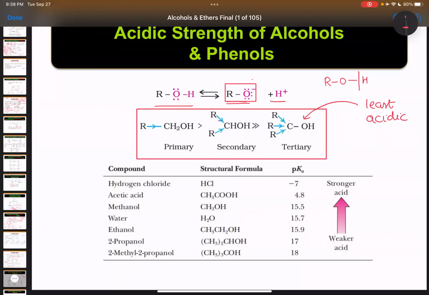So if you have more and more alkyl groups, the alkyl groups are not electronegative, they are electron donating.